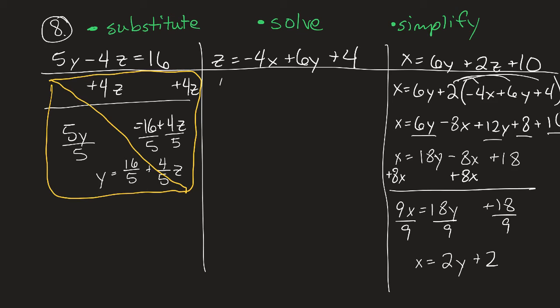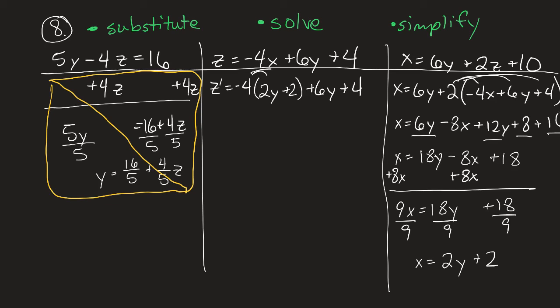Okay, so if we look, we can now substitute from column 3, our x, and we can put it into our column 2. And so we have z is equal to negative 4. And then we're going from our column 2 to column 3 to column 2. So we're going to do times 2y plus 2 plus 6y plus 4. So we can substitute. So let's simplify.